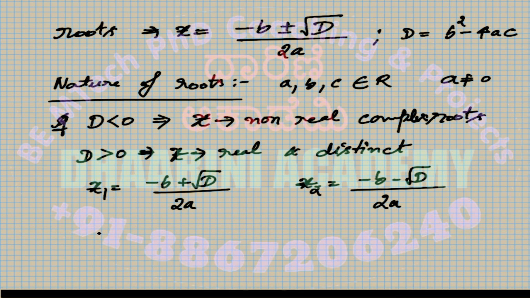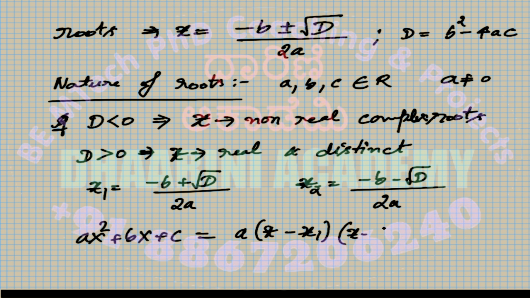And we can factorize by a straightforward method. Ax square plus bx plus c can be factorized simply as a into x minus x1, the first root, into x minus x2, the second root.